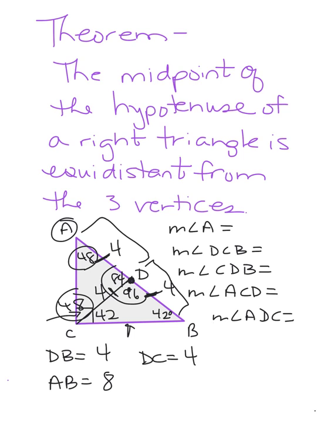So now in just labeling up the diagram, I pretty much have found all my measurements of my angles. So I just have to fill in what I have. The measure of angle A is 48. The measure of angle DCB is 42. The measure of angle CDB is 96. And the measure of angle ACD is 48. My last measurement says measurement of angle ADC, which has a measurement of 84.